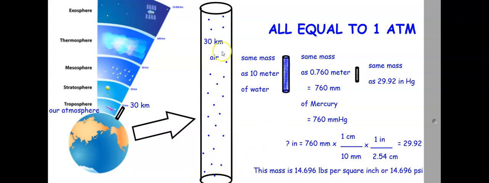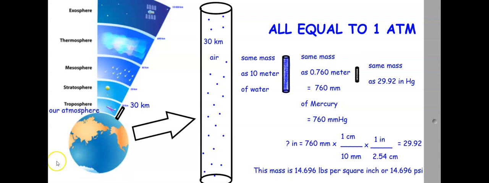So if I had 30 kilometers of air with a square inch at the bottom of the tube, it has the same mass as 10 meters of water with 1 square inch, which is the same as less than a meter, 760 millimeters, of 1 square inch. It would weigh 14.696 pounds. So the mass of all 3 tubes would be roughly 15 pounds per square inch, which is roughly 14.7 psi. So that's where these numbers all come from.